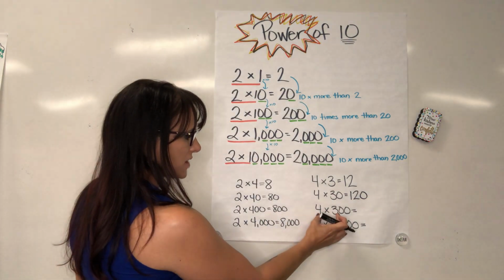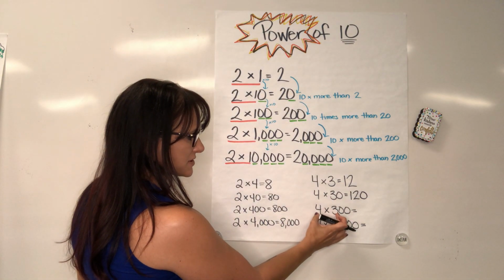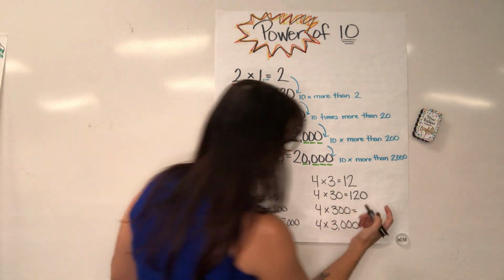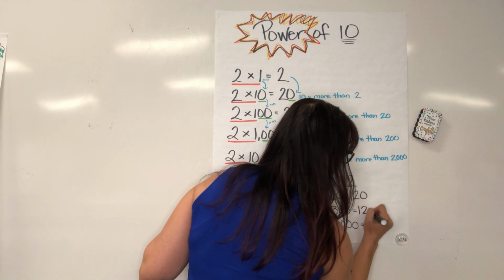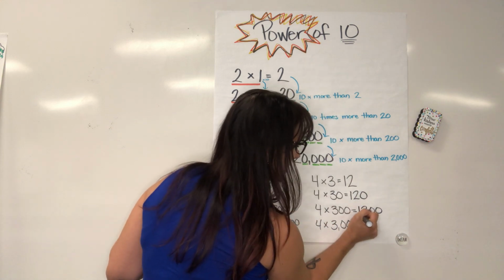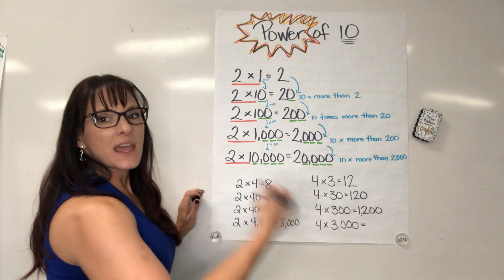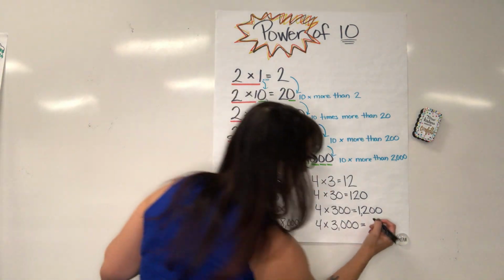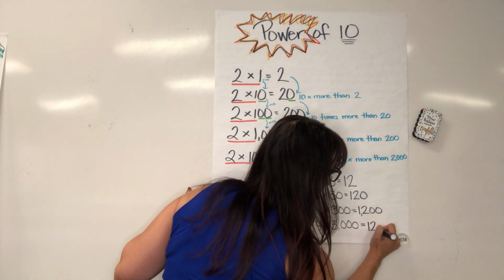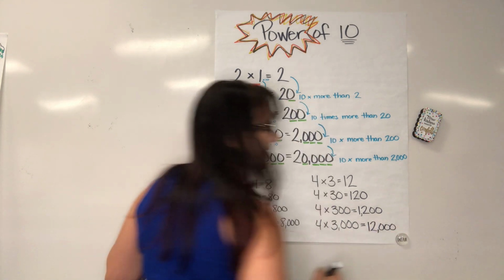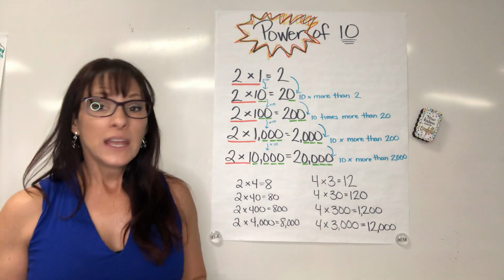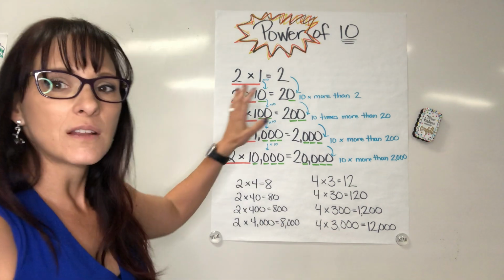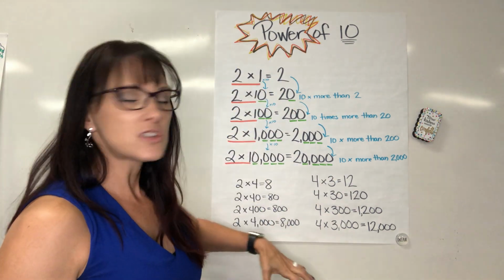Okay, I'm going to take that same concept and think about 4 times 3 I know is 12. Move it over 2 place values and go another 10 times more and I get 1,200. And on my last one, I'm going to move it over 10 times more. I'm going to move it over 1 more place value and I am going to get 12,000.